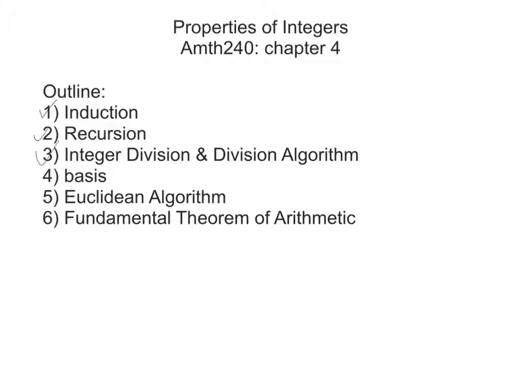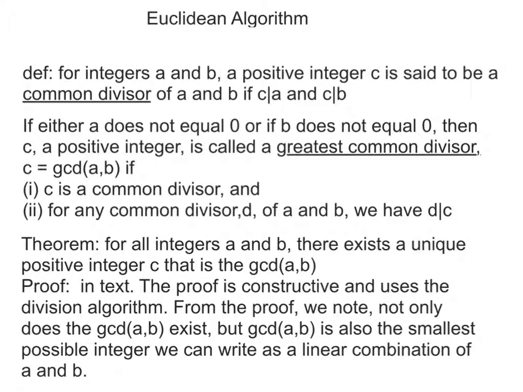So we've gone through bases, and our next topic is the Euclidean algorithm. First, we have some definitions. For integers a and b, a positive integer c is said to be a common divisor of a and b if c divides a and c divides b. And we have this notation with a straight line.